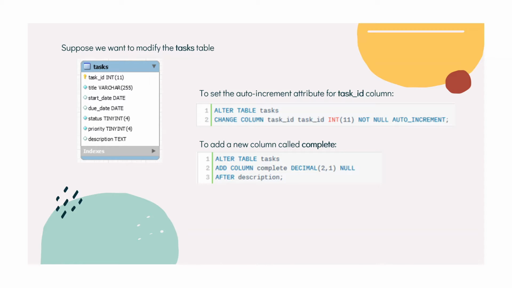Then suppose we don't want to store the description of the task in this table, we want to remove it. We can use the following statement to remove the description column of the task table. Alter table task, and then drop column description.